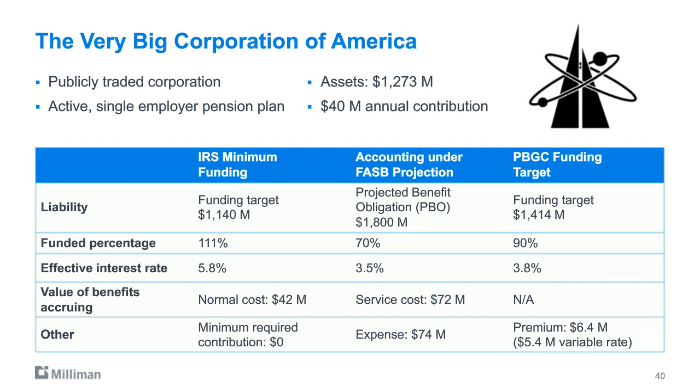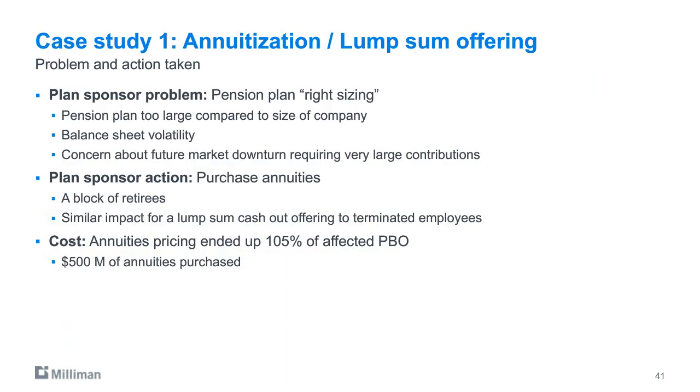The first case study we're going to talk about is the company decided the plan was too big relative to the size of the company. So they wanted to do what's called right sizing, which you can do in a variety of different ways. But the problem was the plan was too large, and there's a lot of balance sheet volatility, and there was some concern that a future market downturn would require very large contributions.